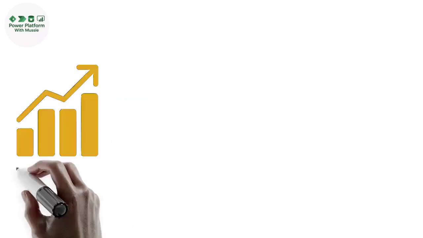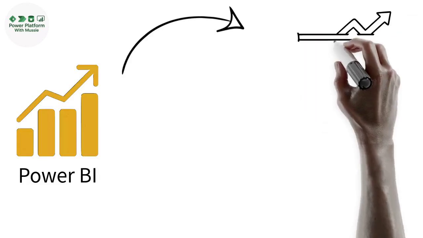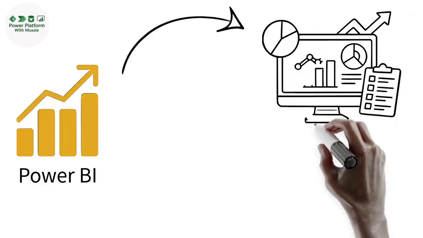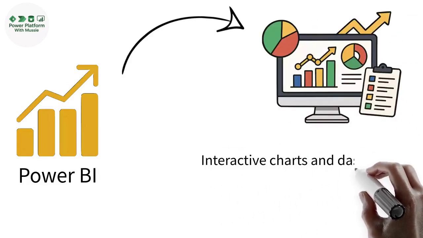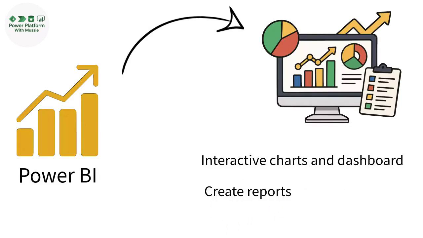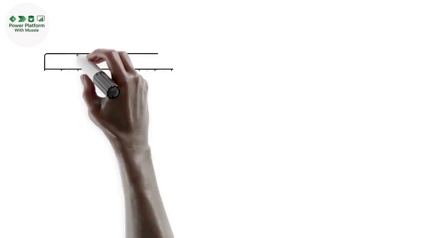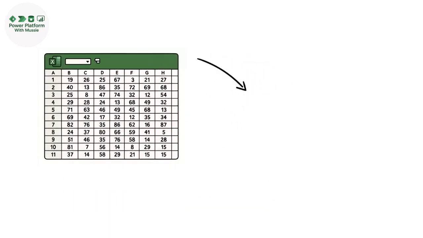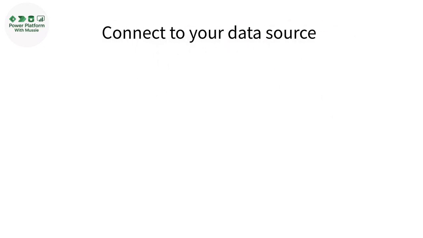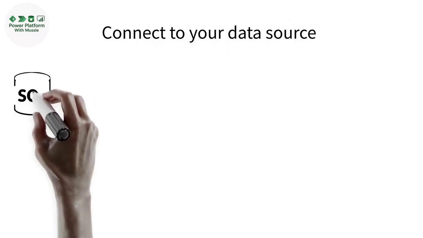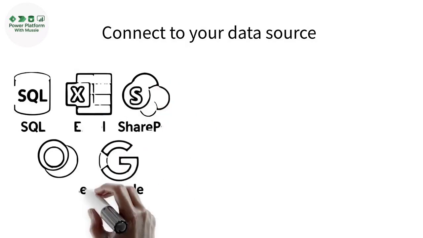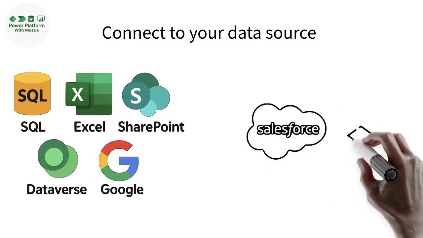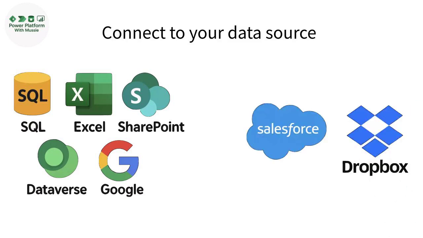Power BI, which stands for Business Intelligence, helps you turn your raw data into interactive charts, dashboards, and reports so you can make better and faster business decisions. It's like turning a messy spreadsheet into a beautiful dashboard that tells a story. You can connect Power BI to any data source. Say you have sales data in Excel, customer feedback in Forms, and website traffic in Google Analytics. Power BI can bring all that together in one place and help you see patterns, trends, and what decisions to make next.